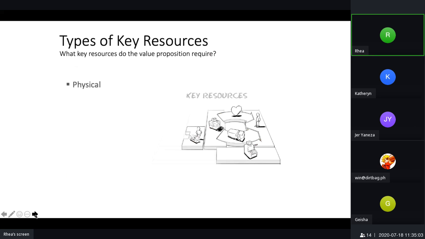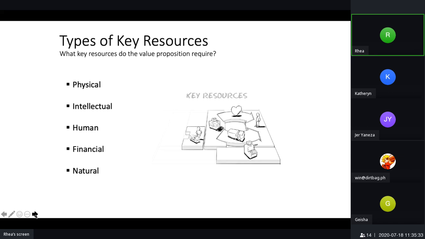Good examples of key resources would be physical. Like, do you need an office? Do you need computers? Do you need desktops, laptops? What are the things you would need in order for you to create your business, in order for you to create your startup? So those would be the kind of key resources you need to be able to know.